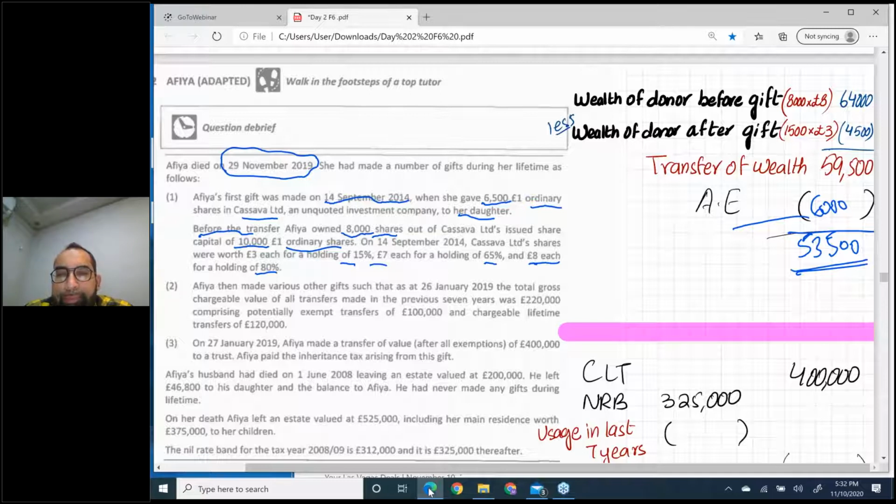Now you may ask, sir, what about the marriage exemption? There is no marriage exemption right now, because nothing is written about marriage or wedding.